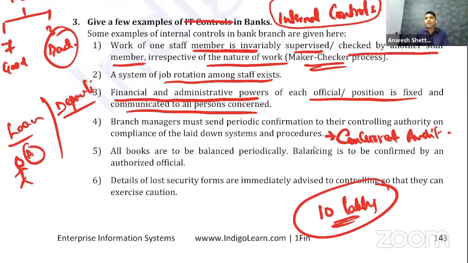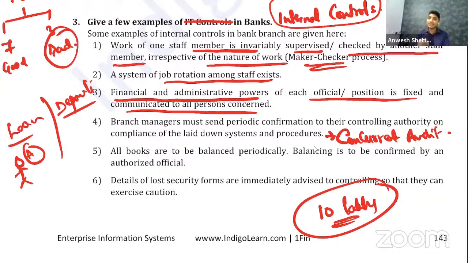Okay, so in concurrent audit, the head office appoints chartered accountants as auditors, and these auditors would visit. These chartered accountants would go to these branches and do the audit of the entire month, and then they will send the report to the head office saying whether whatever is told by the head office is followed or not followed.